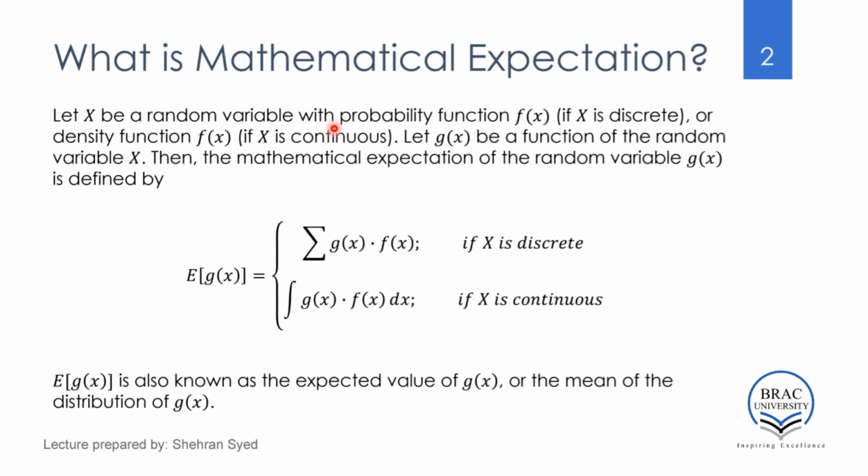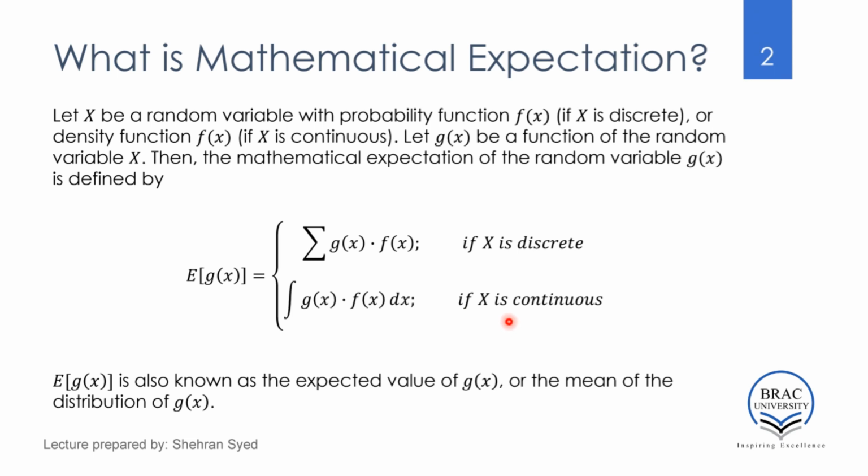If x is a random variable with probability mass function f of x given that x is discrete, or probability density function f of x if x is continuous, and g of x is another function of the random variable x, then the mathematical expectation of g of x can be defined by the expectation of g of x equals summation of g of x times f of x if x is discrete, or the integration of g of x times f of x dx if x is continuous.